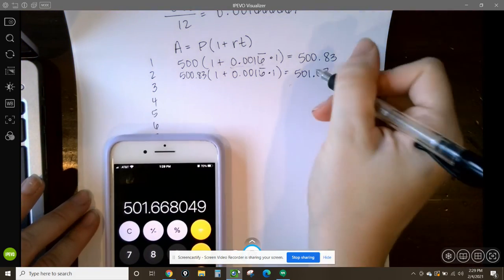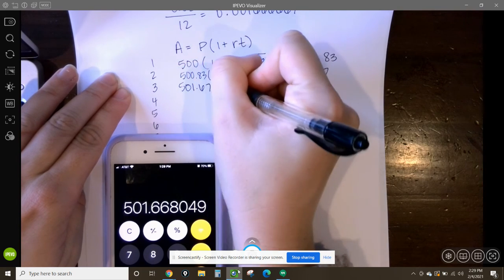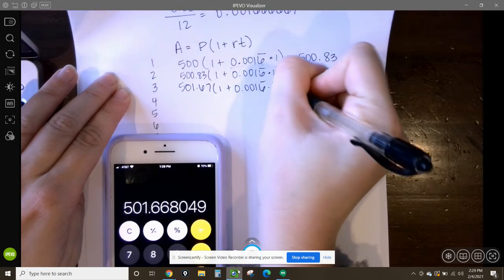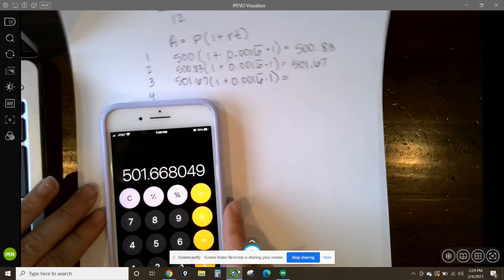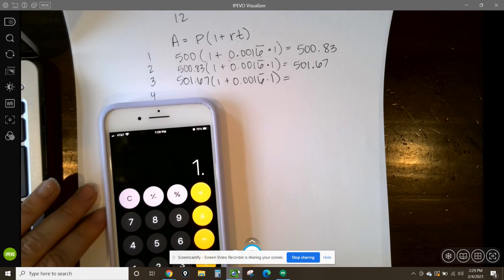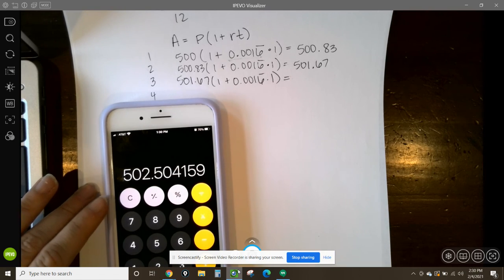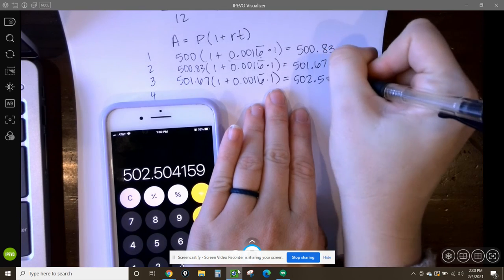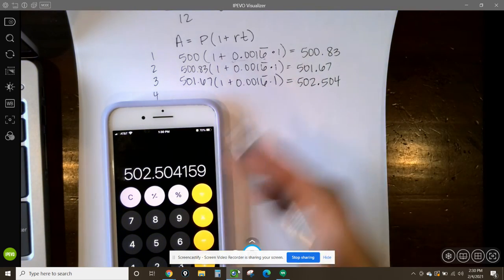Okay, so on month 3, that's going to be my principal, 501.67. And I'm going to multiply by the same thing and see what I get. I'm just leaving this number in the calculator again, and I'm going to multiply by 1.0016666666. And so now I'm at 502.504. I'll leave it like that. And then I carry that down.